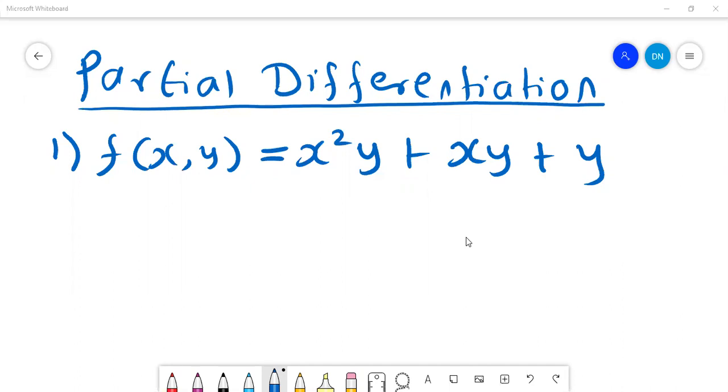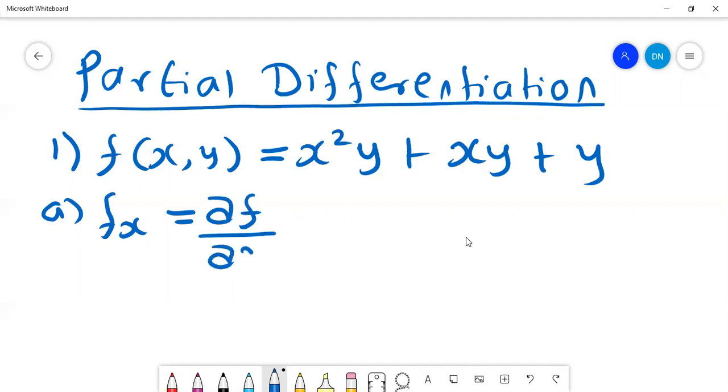We want to look at an example of partial differentiation. Actually, we want to look at two examples, and we'll start with this: f of x, y, meaning that the function f has two variables, x and y, which is given by the equation x squared y plus x times y plus y. And so we want to look at the partial differentiation with respect to x, f of x, which we can write as df over dx.